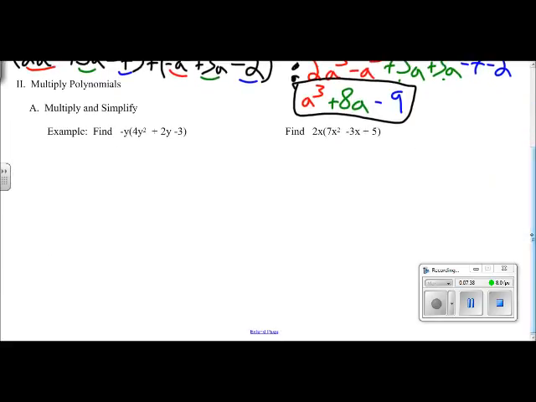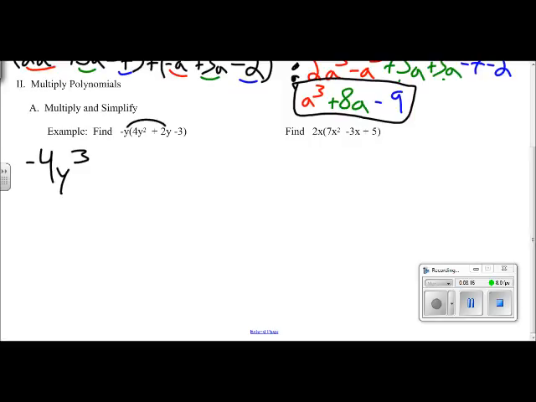Moving right along, multiplying and simplifying our polynomials. Anytime that we have a polynomial, in this case our trinomial, being multiplied by just a single term out front, we need to use that term and distribute it to each term on the inside of our polynomial. So in this case, our 4y squared times negative y is going to give us a negative 4y cubed, because this is y to the 1 and y to the 2, and 1 plus 2 is 3, so that is y cubed.